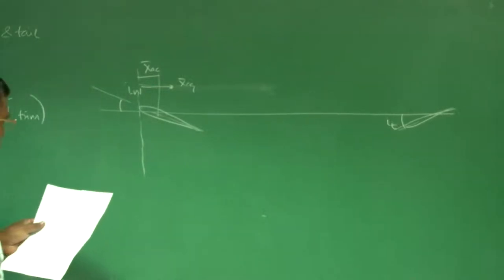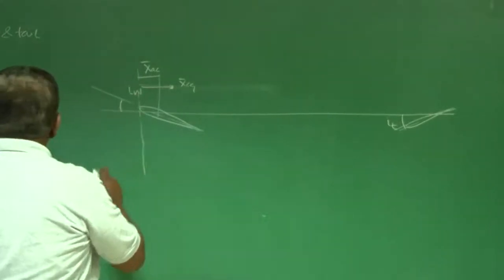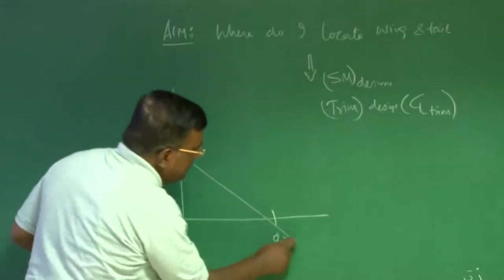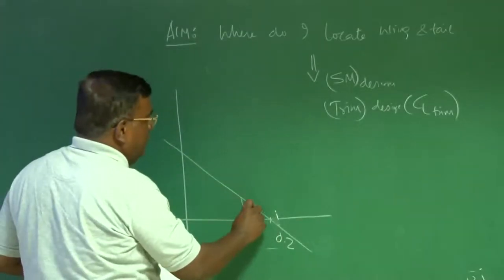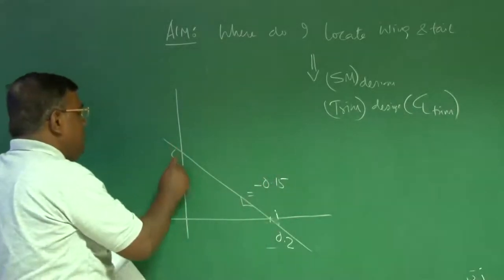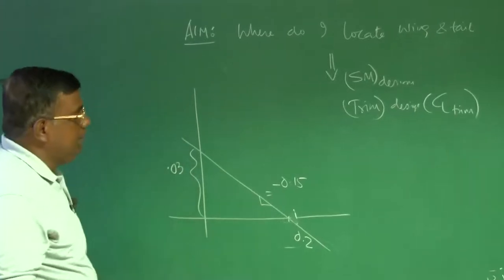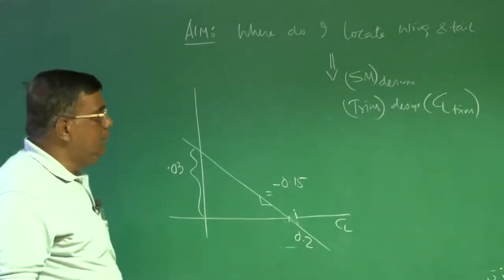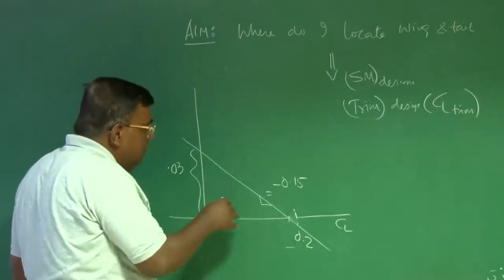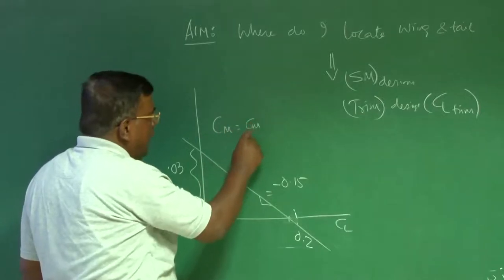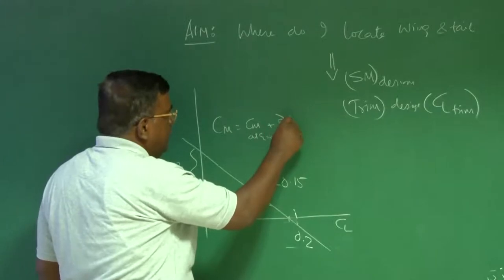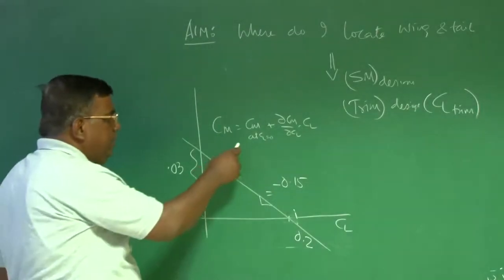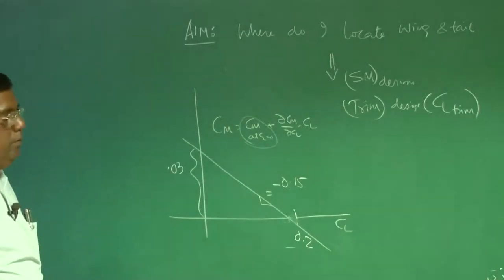And if you recall, our aim is, if I want to fly at a particular CL, let's say 0.2, and the static margin required is 15%, the slope here is minus 0.15, which essentially means this value should be 0.03. Right? Okay. To make life simpler, this graph is based on Cm equal to Cm at CL equal to 0 plus dCm by dCL into CL. At a conceptual stage, you may find a little difficulty in visualizing through Cm at CL equal to 0.